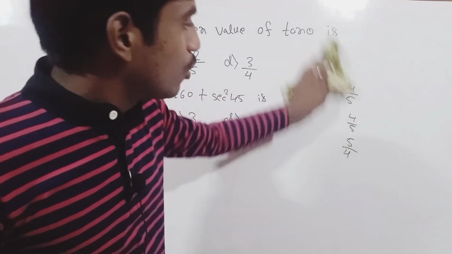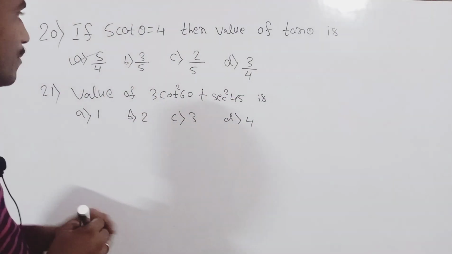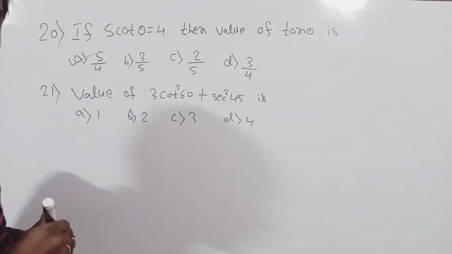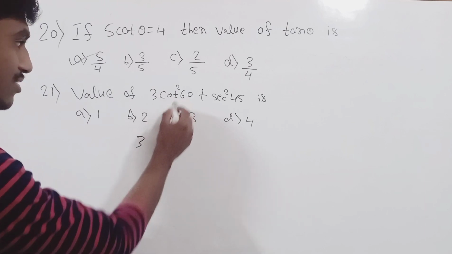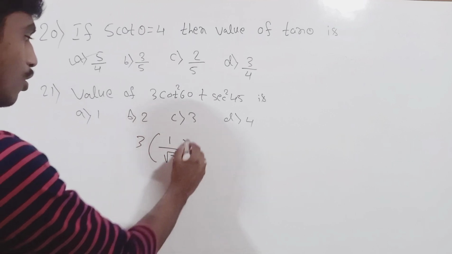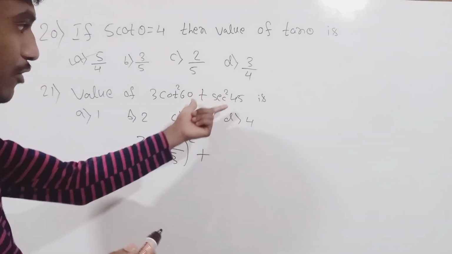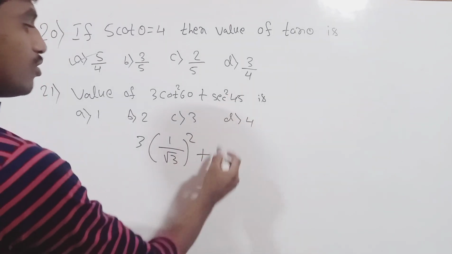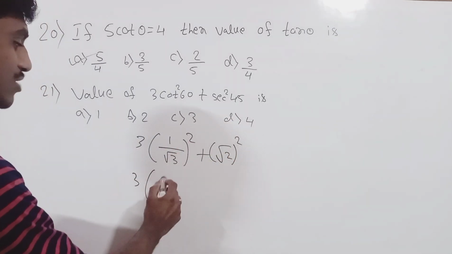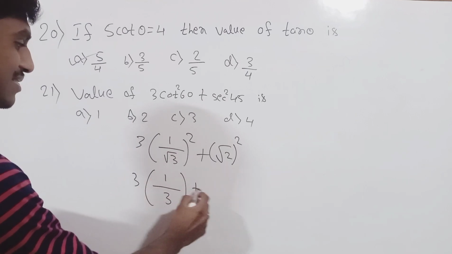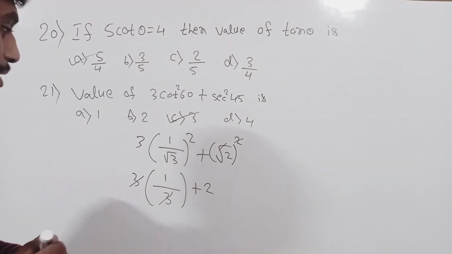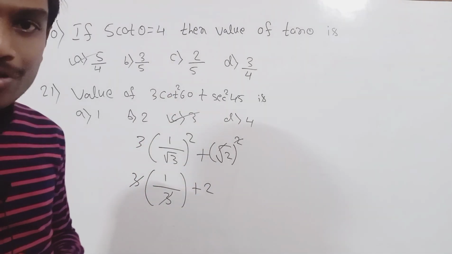Because tan and cot are reciprocal, in place of cot you can write 1 by tan and then you can solve. The next question is the value of 3 cot square 60 degree plus secant square 45 degree. So we'll find the value here, that is 3 into cot 60 is 1 by root 3, that whole square, plus secant 45 is root 2, so root 2 whole square. Now here 3 into 1 divided by root 3 whole square is 3 into 1 by 3, which is 1, plus here the square roots get cancelled, you will get 2. 2 plus 1 is 3, so the answer is option C, which is 3. So you just substitute the values and then you will get the answer.